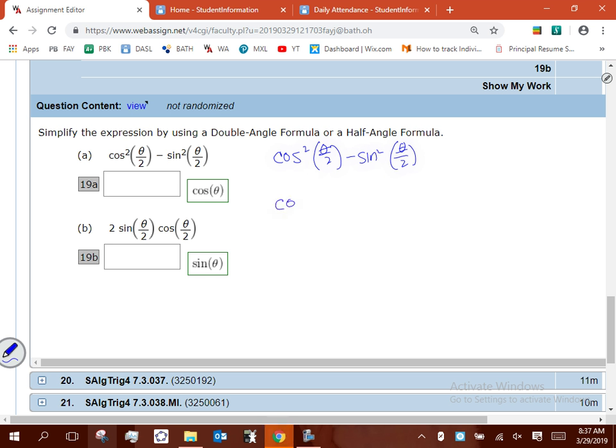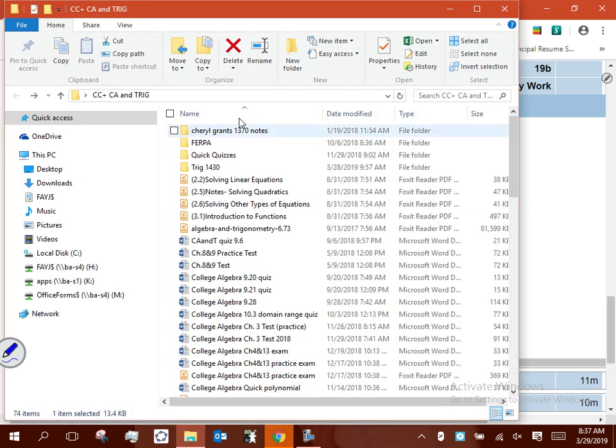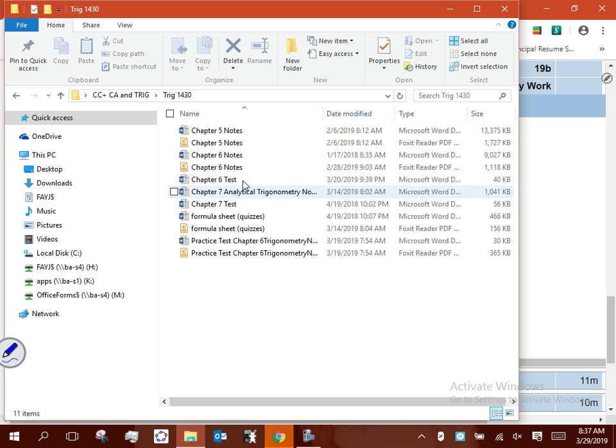But if I were just to say cosine squared of something minus sine squared of something, if we go through all of our identities that we have, okay, that is one of our double angle formulas. Let me bring up the notes. Or actually, let's kind of do this. Let's look at that formula sheet.